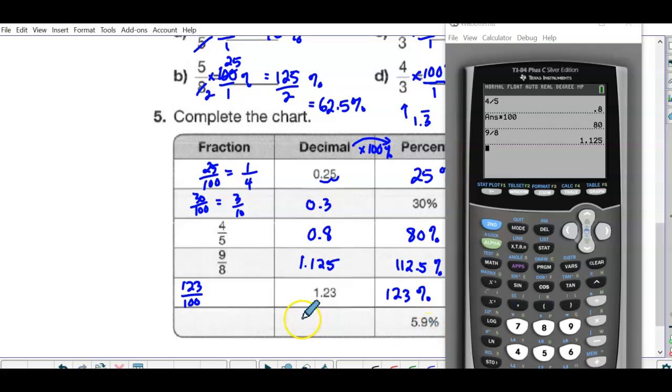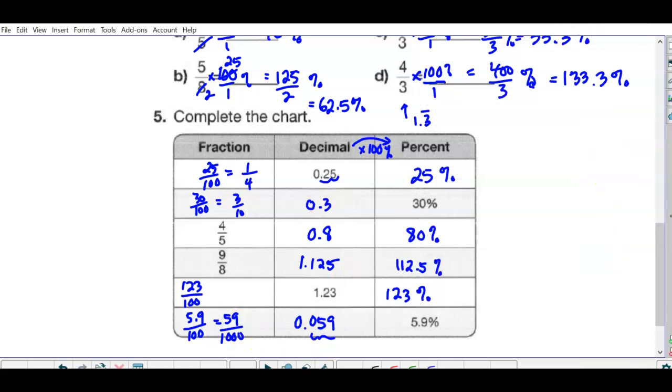5.9% as a decimal, we would divide, so 0.059. As a fraction, we don't like to show 5.9 over 100. Don't like to have a decimal within a fraction. So you can multiply top and bottom by 10 to get 59 over 1,000, which is really what you would have from this. 59 over 1 with 3 zeros. And again, that doesn't reduce. Okay.